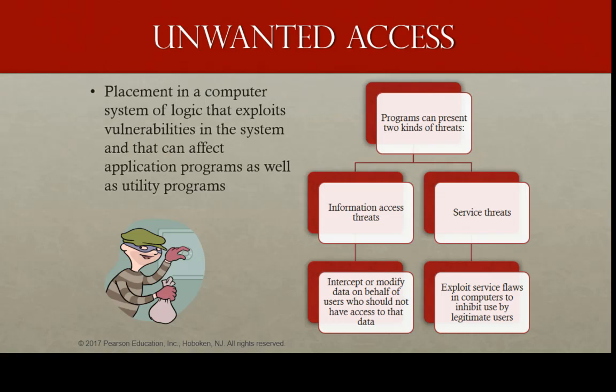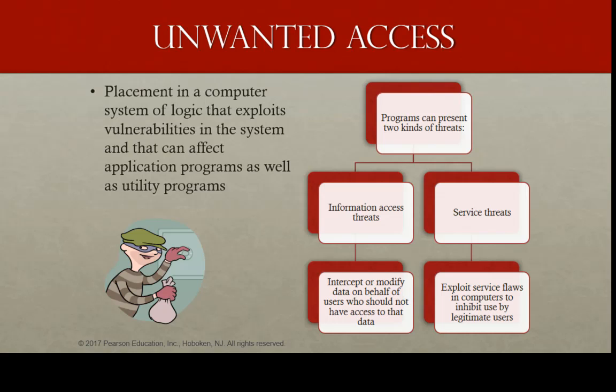Another type of unwanted access is the placement in a computer system of logic that exploits vulnerabilities in the system and that can affect application programs as well as utility programs such as editors and compilers. Programs can present two kinds of threats. One, information access threats, intercept or modify data on behalf of users who should not have access to that data. Two, service threats, exploit service flaws in computers to inhibit use by legitimate users. Viruses and worms are two examples of software attacks.